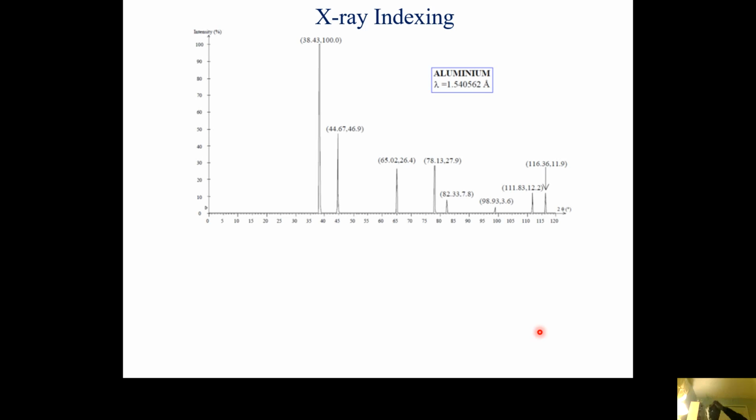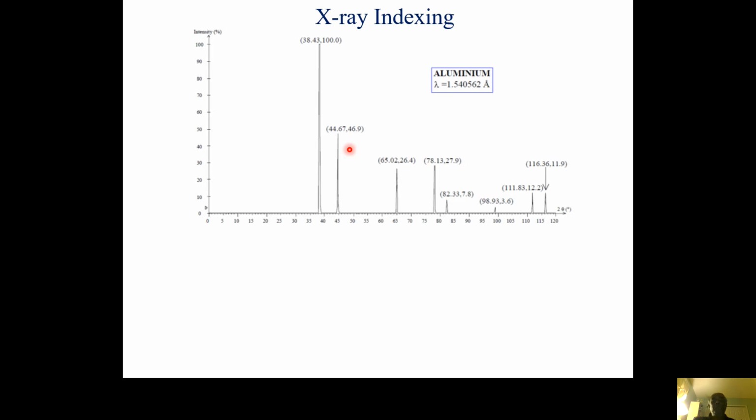Okay, let's start with some examples. Somebody gives me this spectrum. They did the X-ray with X-rays coming from this aluminum target, so the lambda is 1.54 angstrom. They give me the spectrum with these 2 theta values. They ask me to tell what these reflections correspond to, which plane.